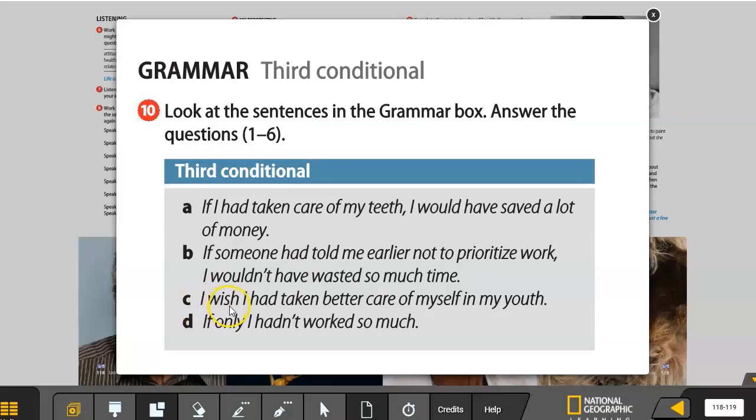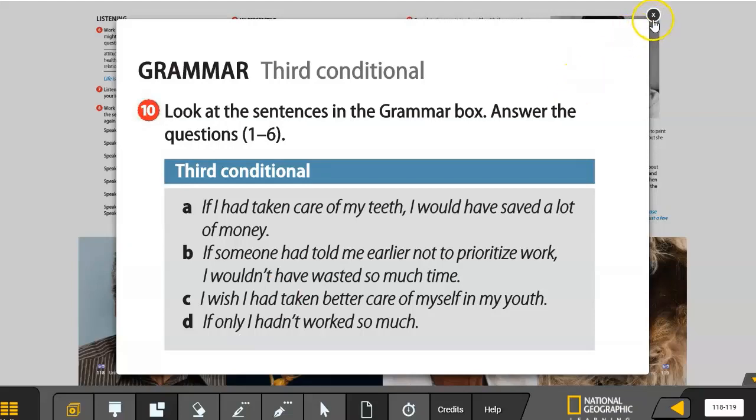Okay, now I wish, remember, I wish structure, guys. In order for us, we're using third conditional. I wish I had taken better care of myself in my youth. Okay, that means in his or her youth, he didn't take care of him or herself. Okay, that's the point. Okay, and letter D, if only, remember, if only, just like a desire. Okay, if only I hadn't worked so much. Okay, that means that he or she worked a lot.